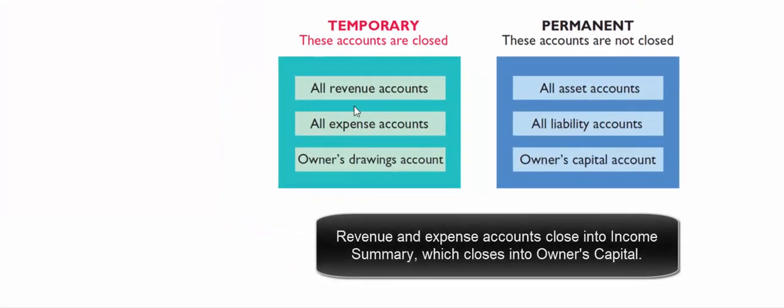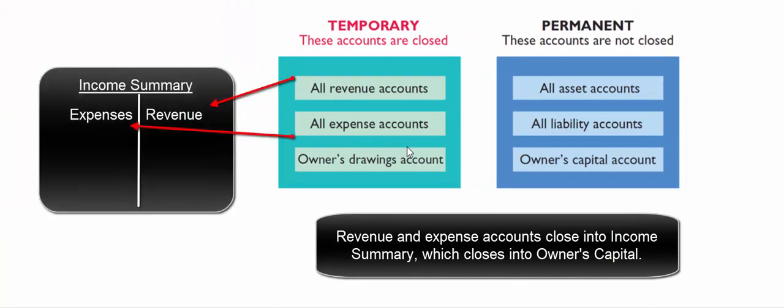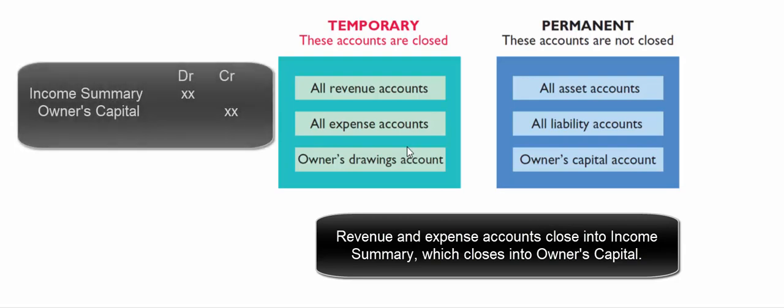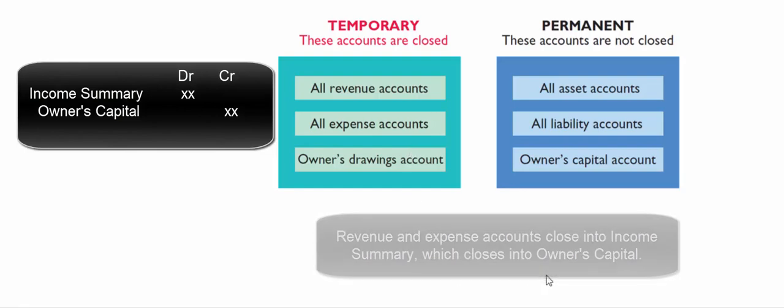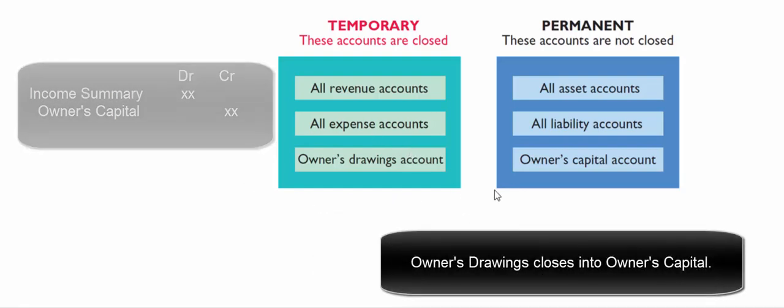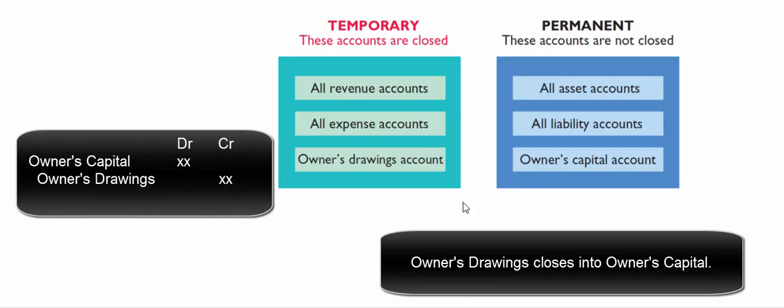So our revenue and our expense accounts are both going to get closed into income summary. So for an instant in time, income summary is going to have all our revenue as credits and all our expenses as debits. So if we made money, the balance of that account, the revenue minus the expenses, is going to be our net income. And then we're going to close that into owner's capital. Owner's drawings, which has a debit balance, we're going to credit it, and we're going to debit owner's capital. We're going to reduce owner's capital by the amount of the owner's drawings.